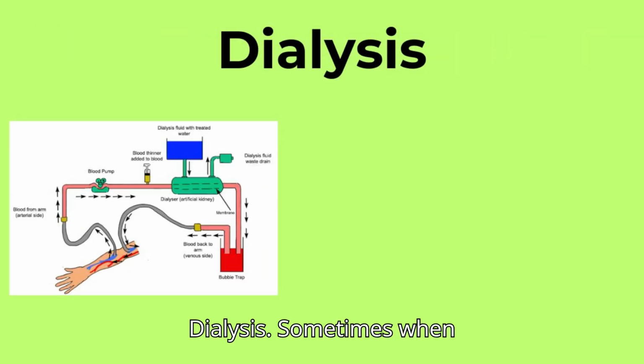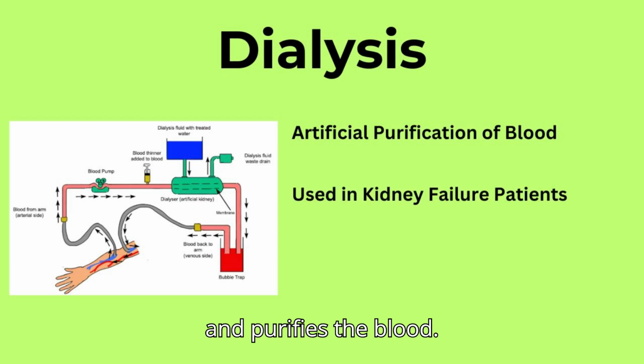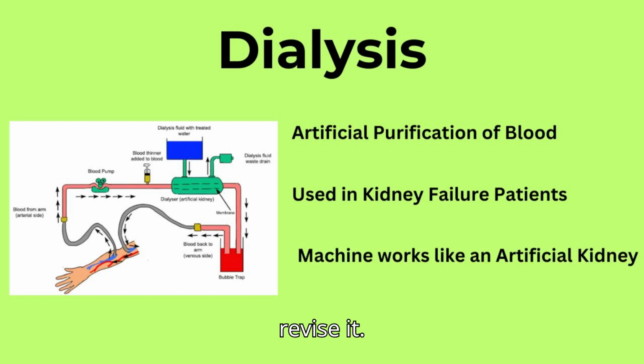Dialysis. Sometimes when kidneys fail, they cannot filter blood properly. In such cases, a process called dialysis is used. In dialysis, a machine works like an artificial kidney and purifies the blood. This process is life-saving for patients with kidney failure. It is a very common exam question, so don't forget to revise it.